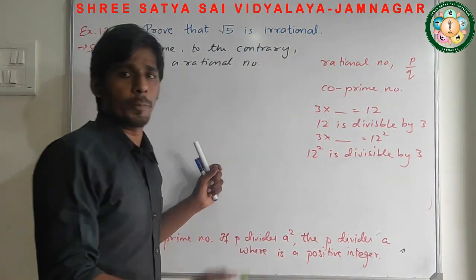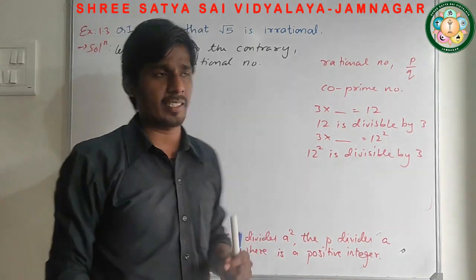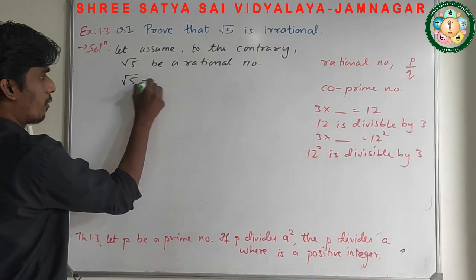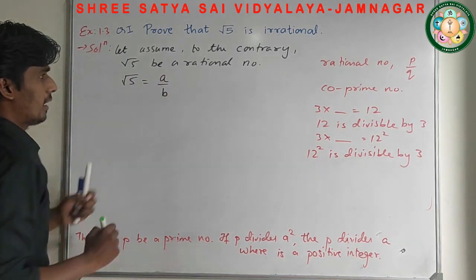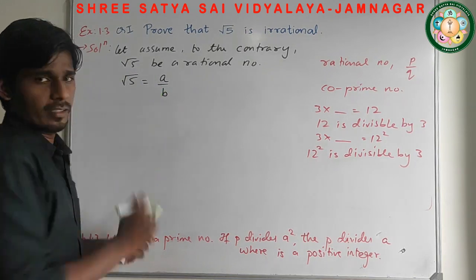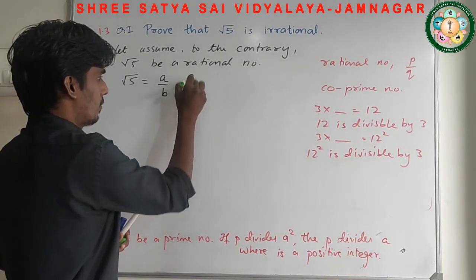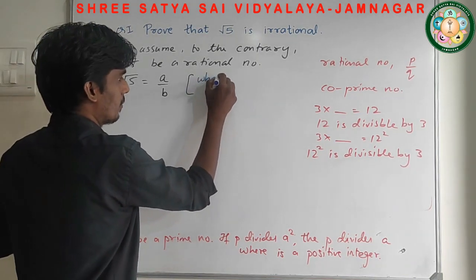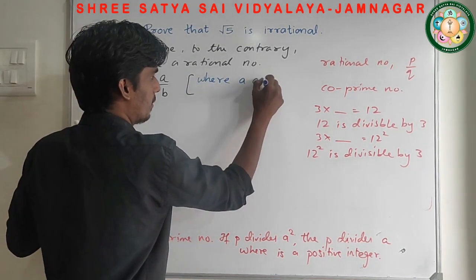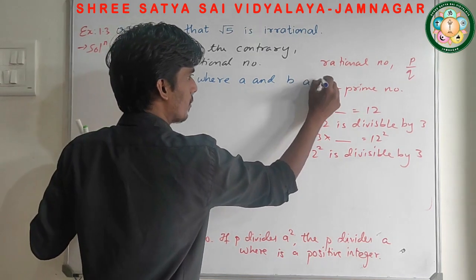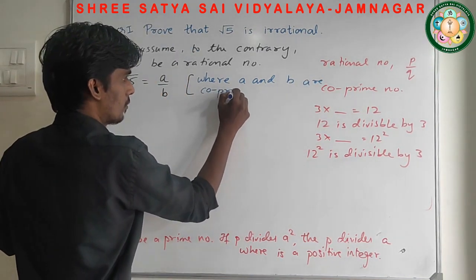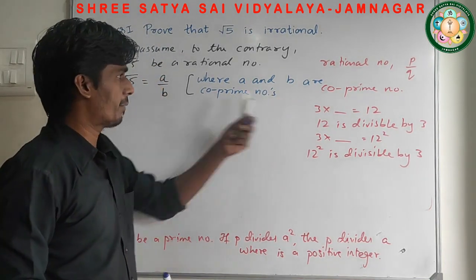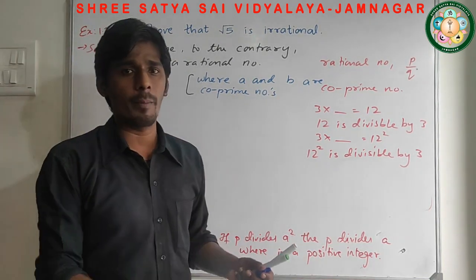p by q form. कोई भी rational number को हम p by q form में लिख सकते हैं. So how are we going to write this one? So root 5 equals to what? a by b. अभी a by b क्या है? root 5 का p by q form, where we have to write, this is an important segment, where a and b are co-prime numbers. A and B are co-prime numbers means उन दोनों के बीच में कोई common factor नहीं है.